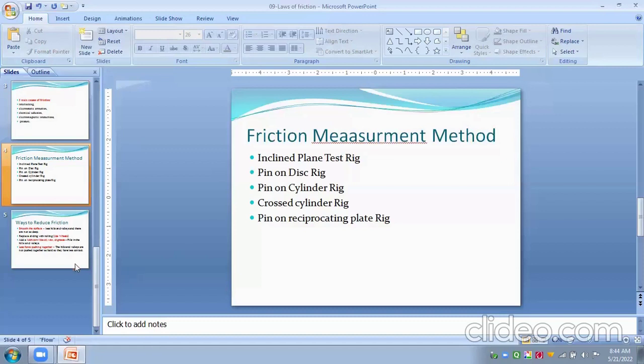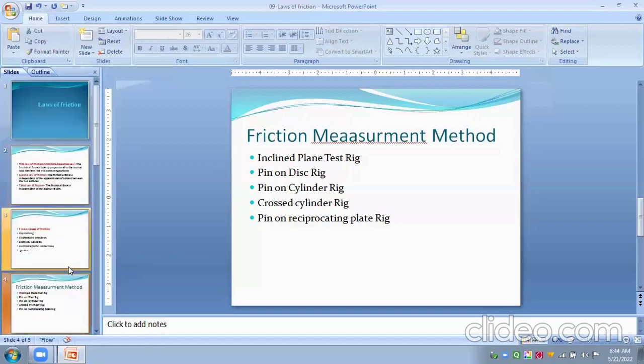So here we have seen some laws of friction and friction measurement methods. Today we can stop here. In the next lecture we will look at the control and prevention of friction by proper lubrication.